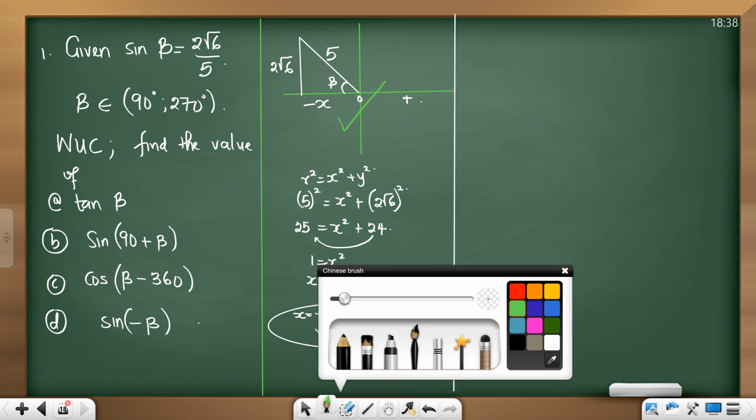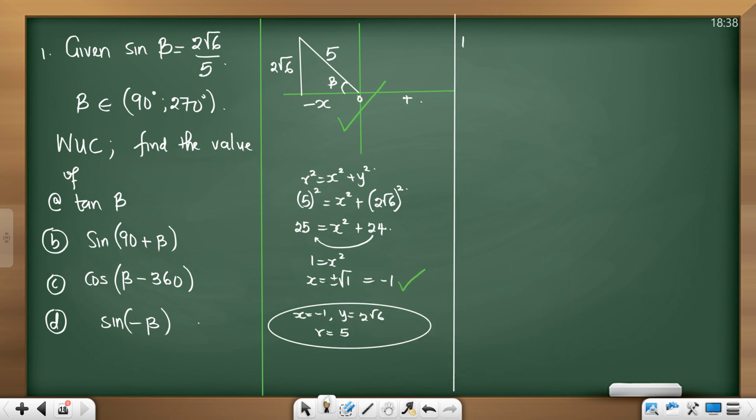Number 1, very fast now. What is tan B? Tan B is what? Y over x. Remember what I gave you. So what's my y? 5 over negative 1, which is negative 5. And I am now done there with the first one.